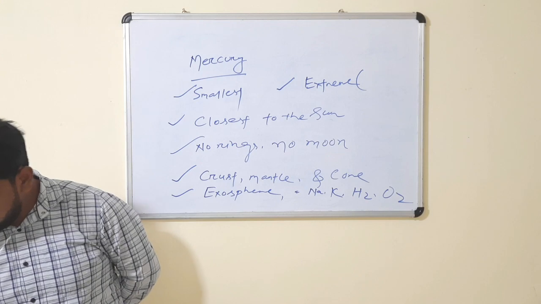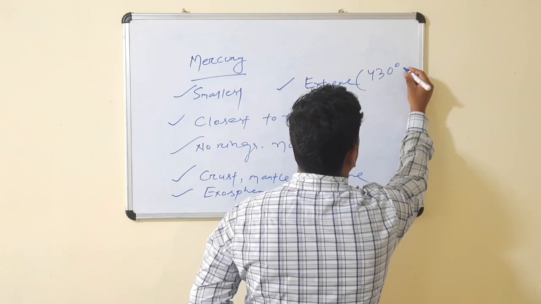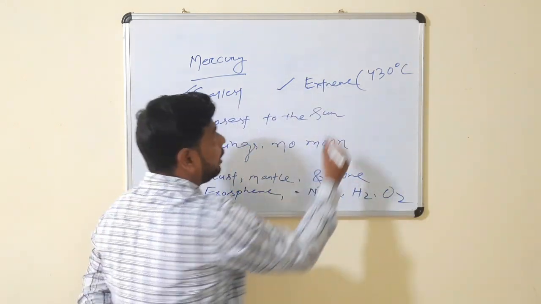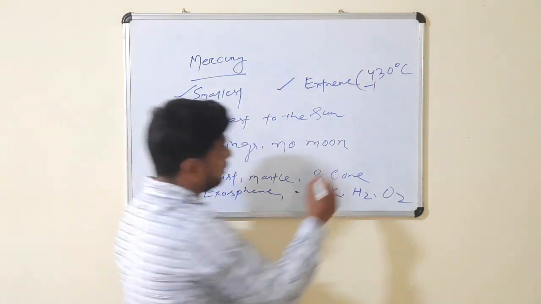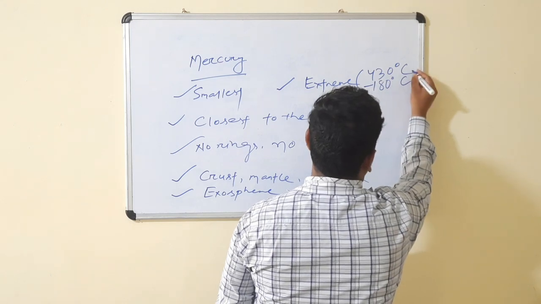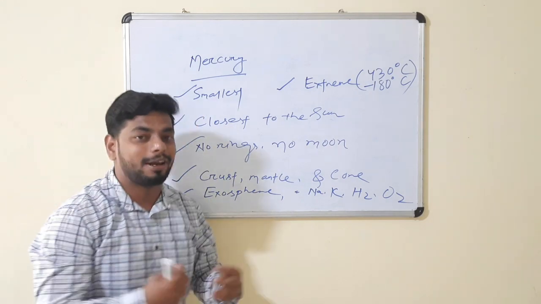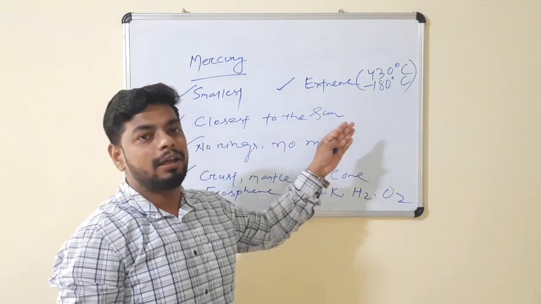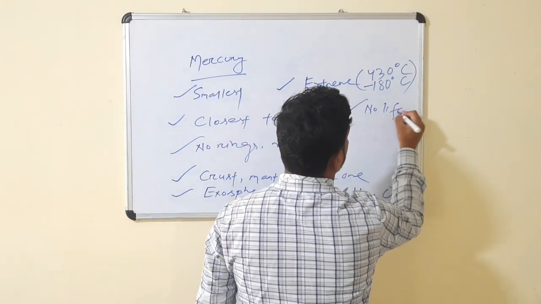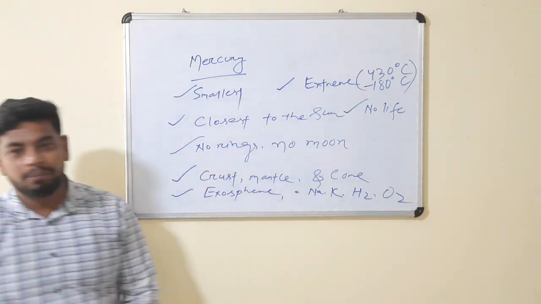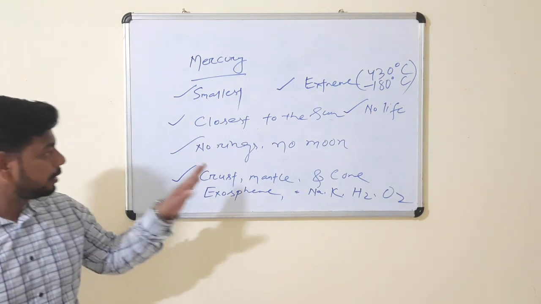During daytime it is around 430 degrees Celsius. And during night time it is around minus 180 degrees Celsius. How much? Minus 180 degrees Celsius. So Mercury experiences extreme climate, and because of extreme climate, it does not have any life. No life is there on Mercury. Got it now? We understood it.